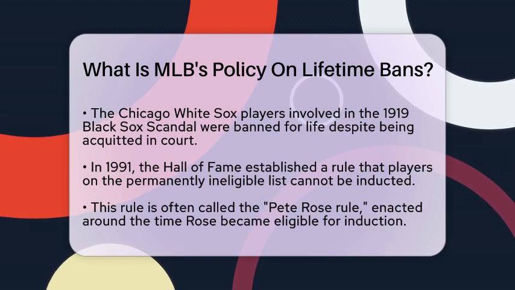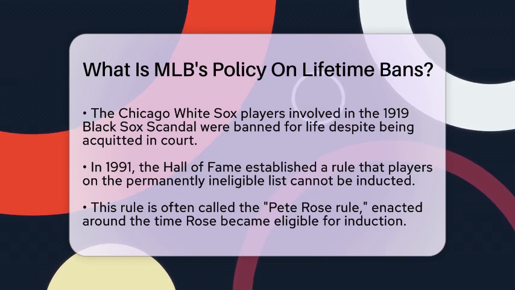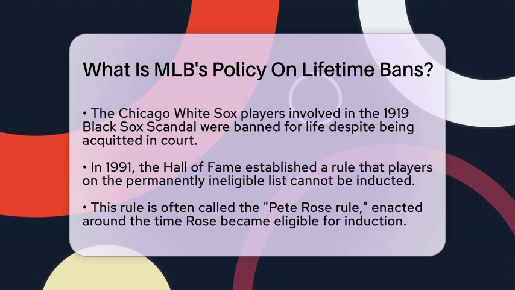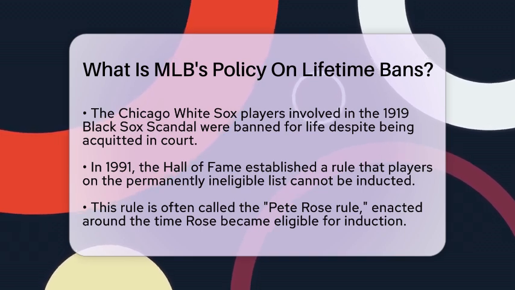Commissioner Rob Manfred announced that certain players, including Pete Rose and Shoeless Joe Jackson, could have their banned status lifted posthumously. This means that after their death, they could be considered for the Hall of Fame. However, this change does not affect their eligibility while they are alive.